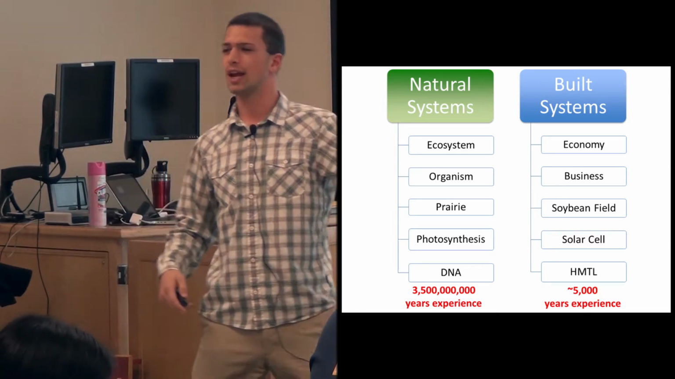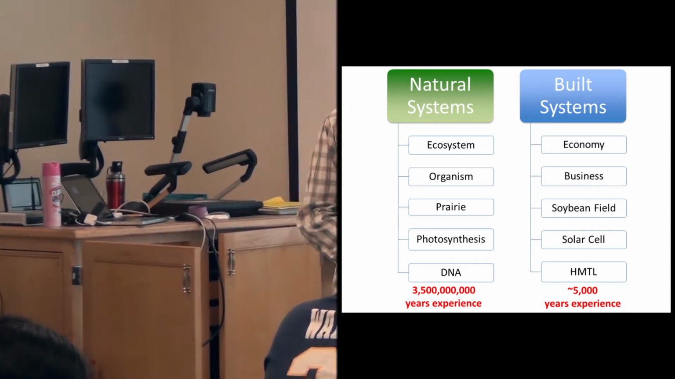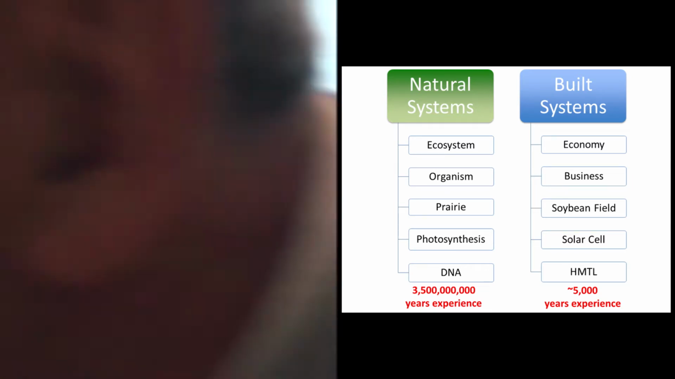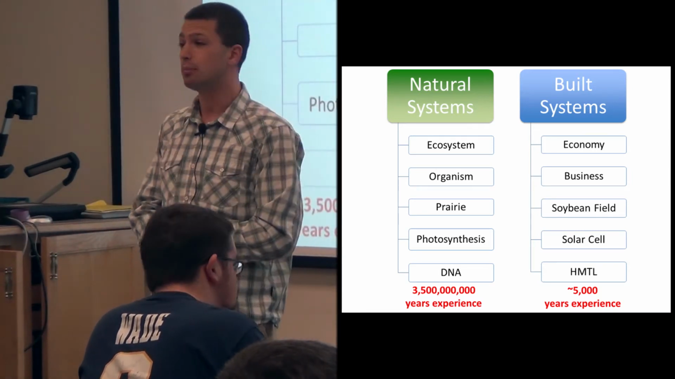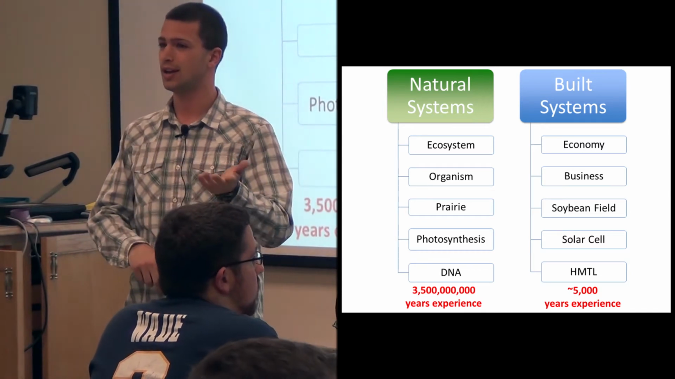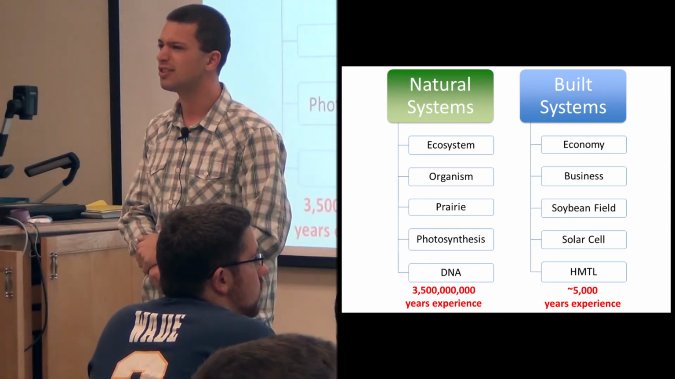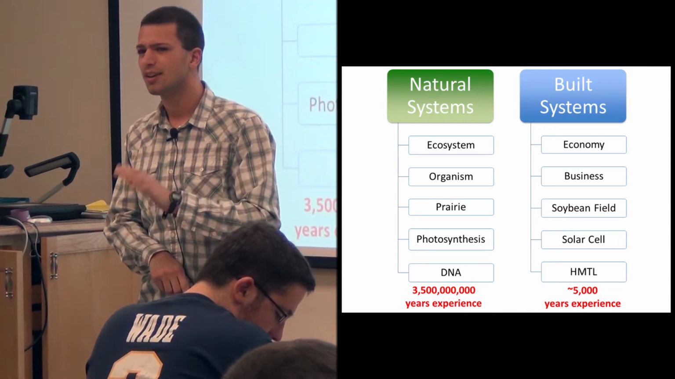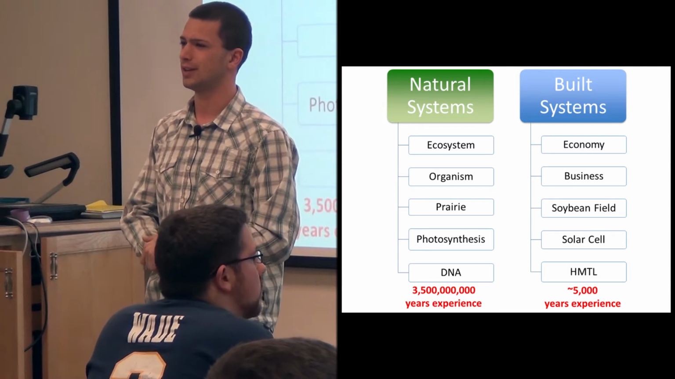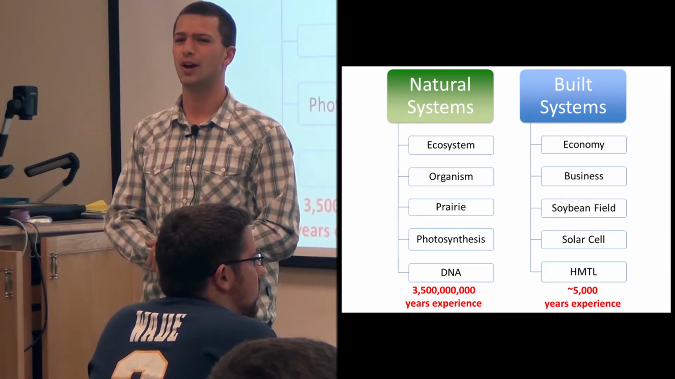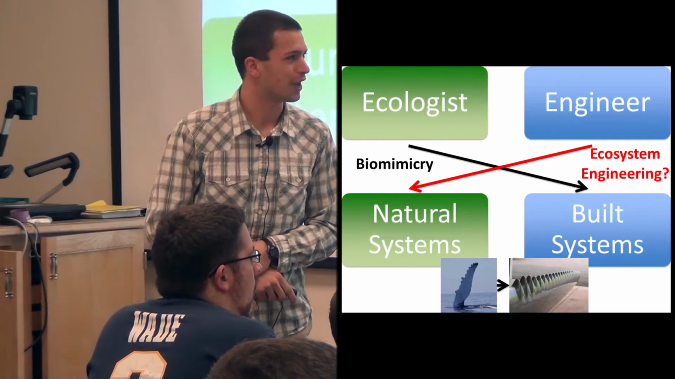And so there's a lot of parallels, but just to give you an idea of some qualitative measure on these two, we can think of natural systems having about 3.5 billion years of experience since life started on this planet, whereas built systems go back to when humans started civilization and all that, about 5,000 years of experience, if you really go back all the way. So there's a slight discrepancy between those two concepts.